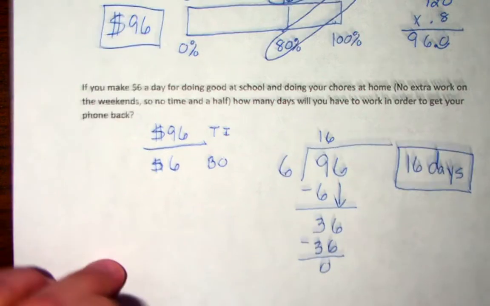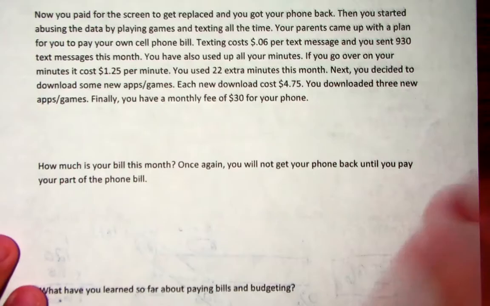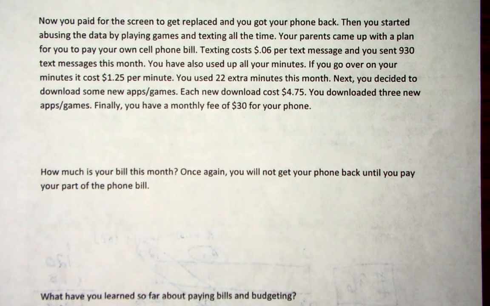Okay, now let's look on the backside. Now you paid for the screen to get replaced and you got your phone back. Then you started abusing the data by playing games and texting all the time. Your parents came up with a plan for you to pay for your own cell phone bill. Texting costs 6 cents per text message. And you sent 930 text messages this month.